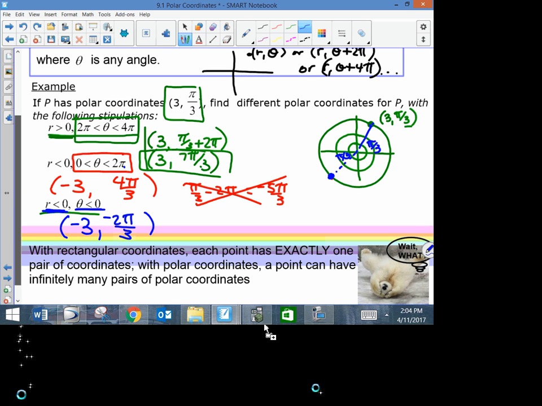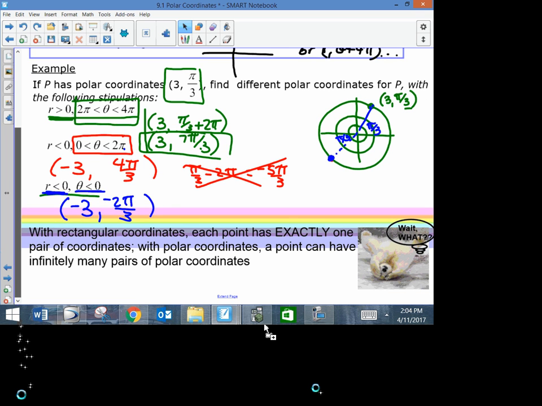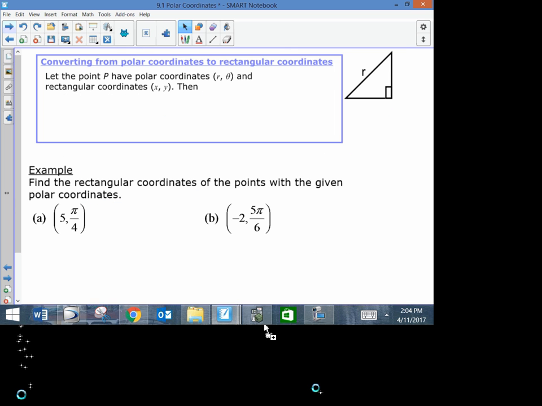rather than just kind of random things. Okay? So the point of this is, with rectangular coordinates, each point has one pair of coordinates. With polar coordinates, we could go on and on, and maybe we want to make theta 2 pi to 4 pi, and r is negative. Okay, we could just keep going and going. So just keep that in mind. There's not one unique way to describe a polar point, or a point in the polar system.